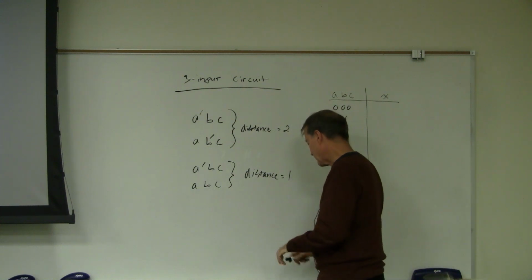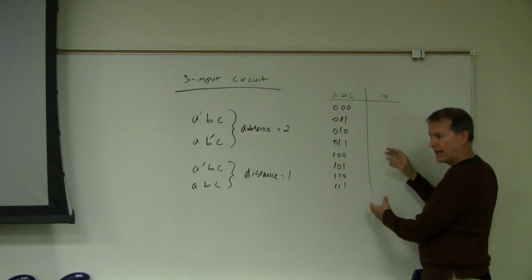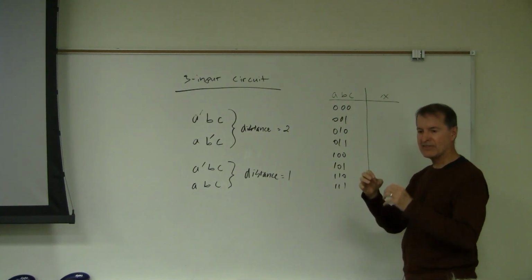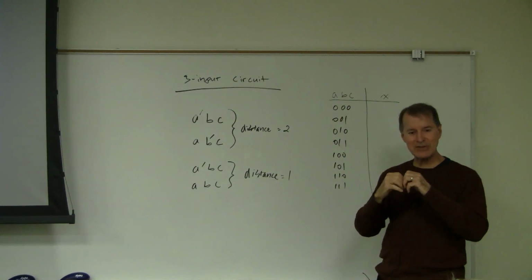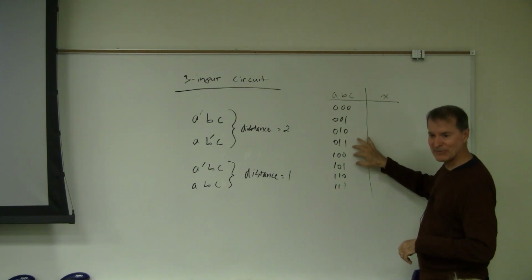All right, so here's what a Karnaugh map is. A Karnaugh map with 3 variables has 8 cells, and they are drawn in such a way that the cells that are physically adjacent to each other are adjacent with distance 1.